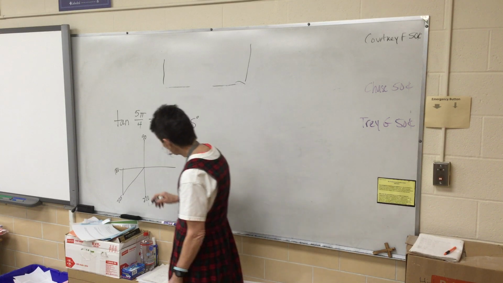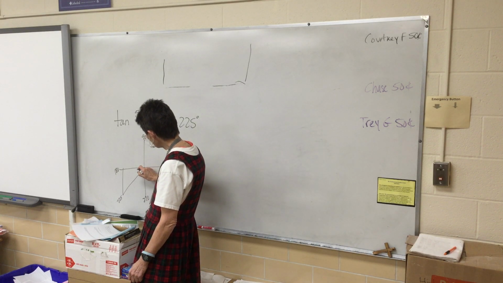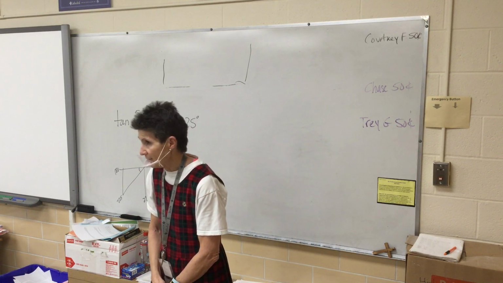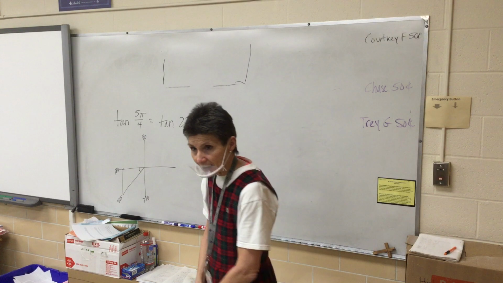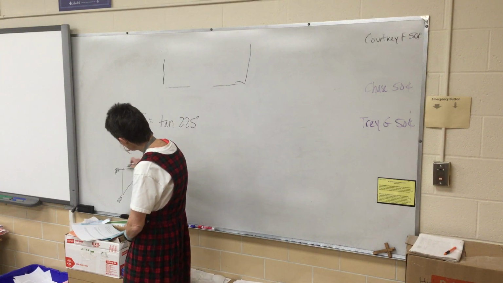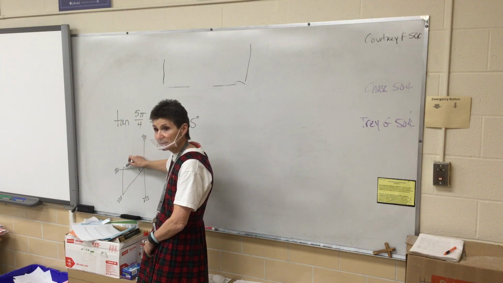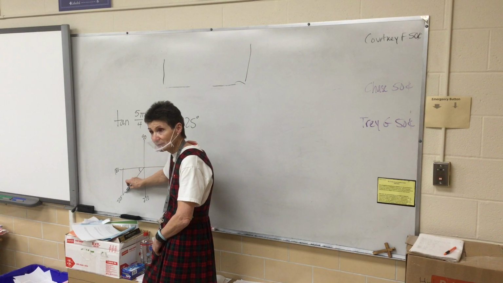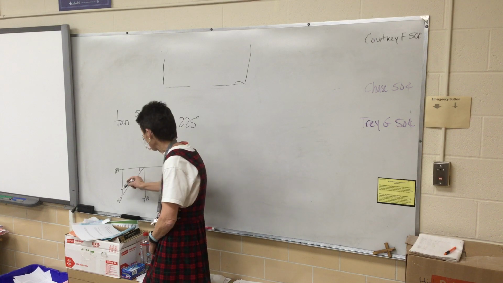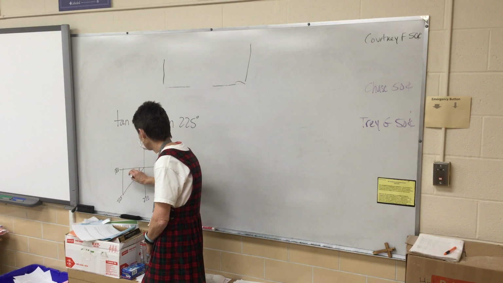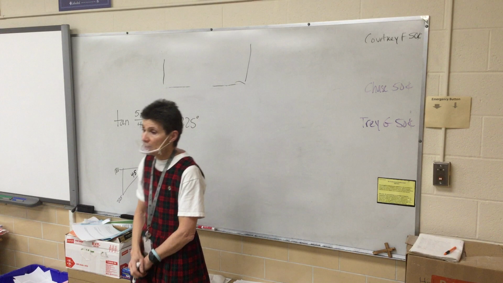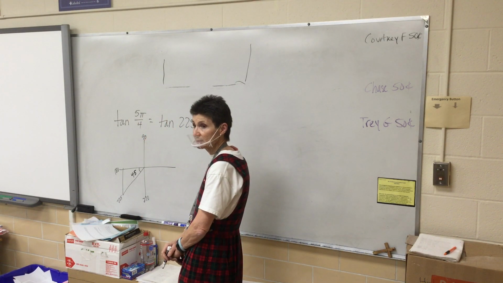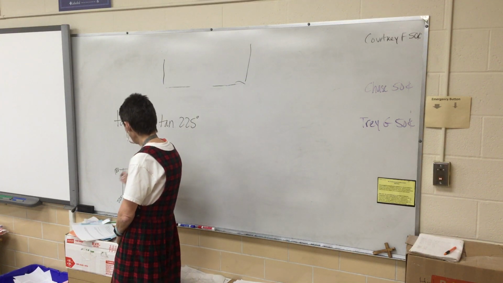Now we got to figure out this angle right here. It's always the one at the origin we have to figure out. 45. And why is it 45? Because to here was 180, and didn't we have to go 45 more to get our 225? So now we know the sides of the triangle because it's a 45, 45, 90. So it's going to be 1, 1, root 2.